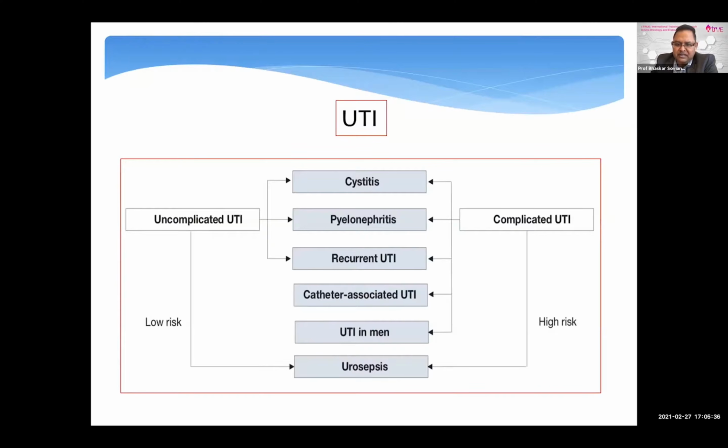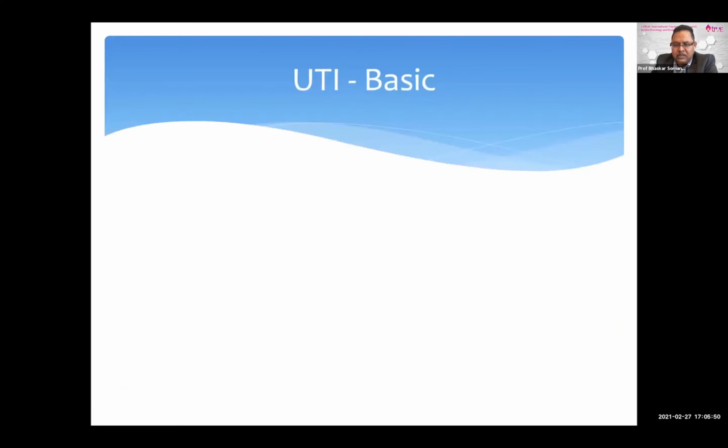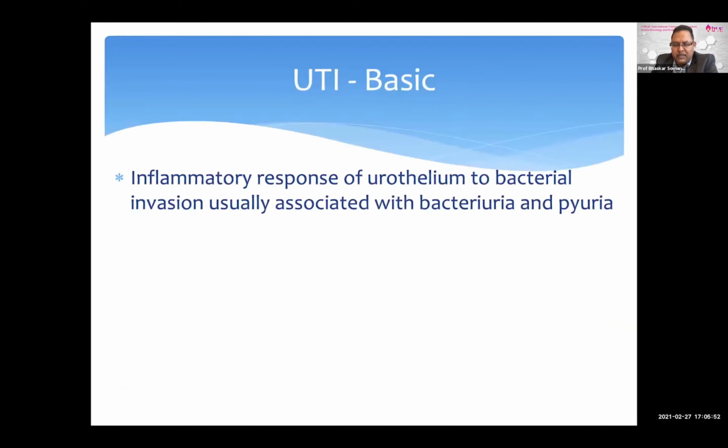So UTI has got different scenarios. You can have cystitis, pyelonephritis, recurrent UTI, catheter-associated UTI, UTI in men, and finally urosepsis. And you can have uncomplicated UTI on one side with low risk, with complicated UTI on the other side with high risk. If we cover some basics, what is a UTI? It's basically an inflammatory response of the urothelium to bacterial invasion, usually associated with bacteriuria and pyuria.